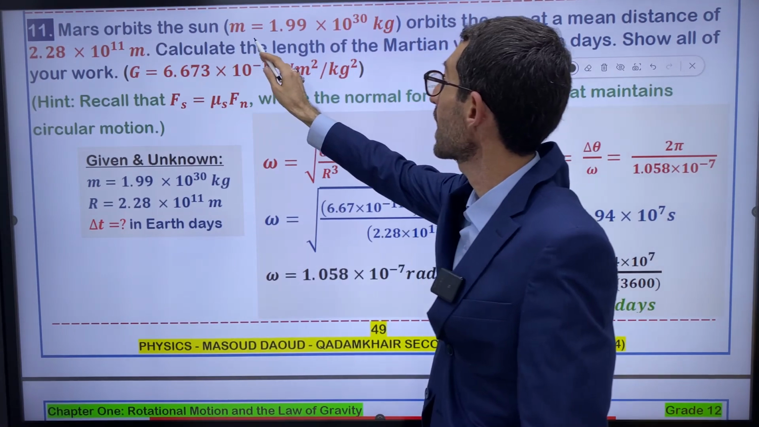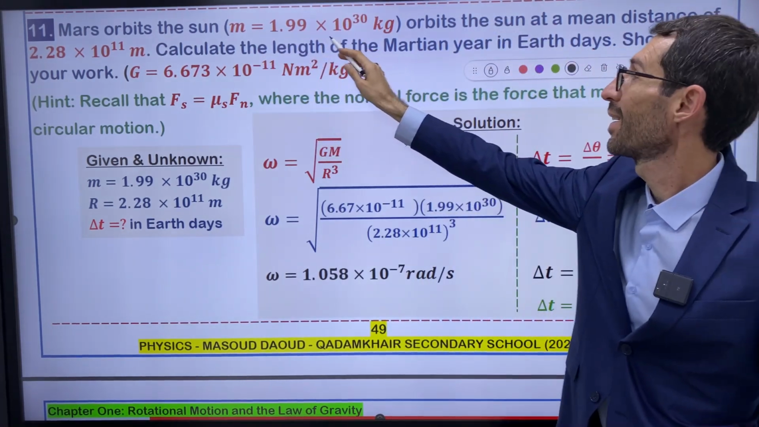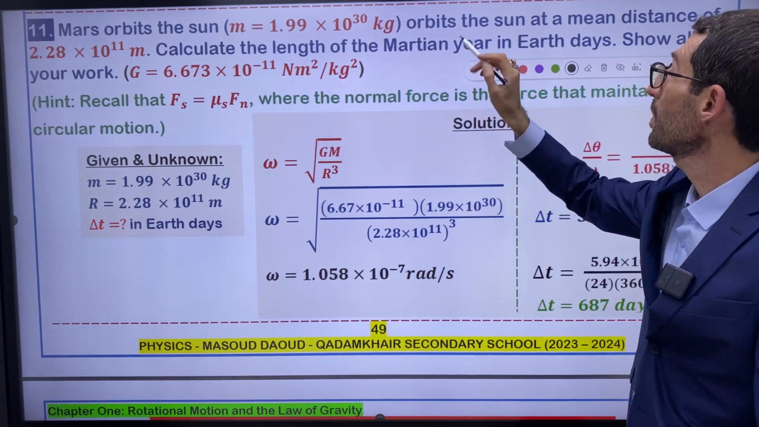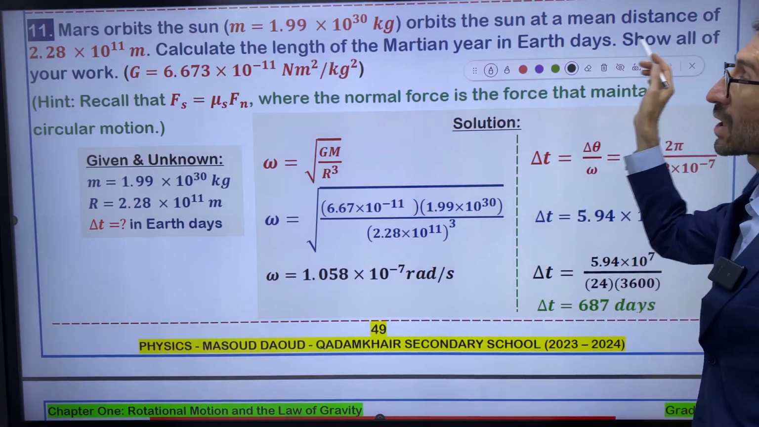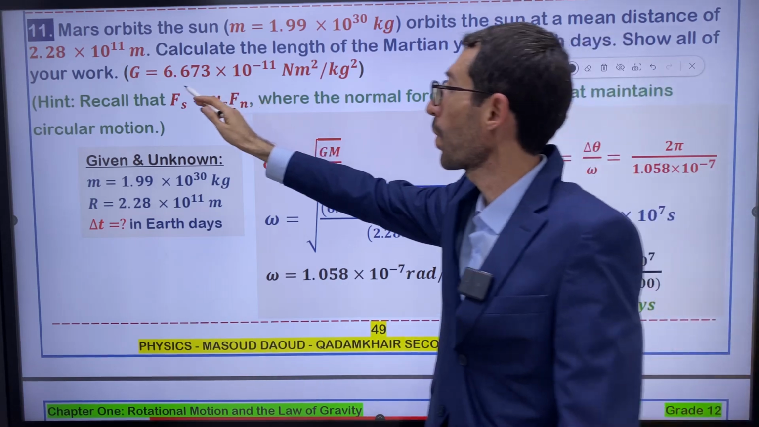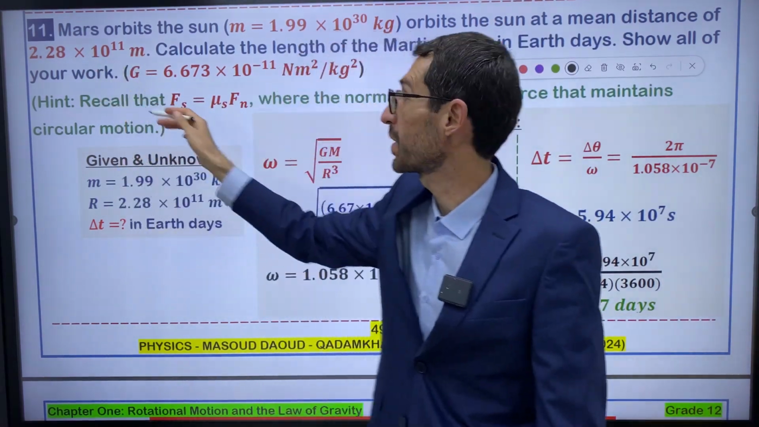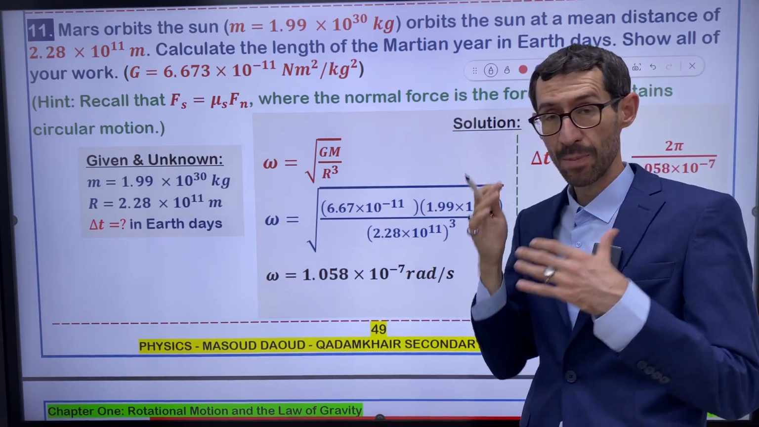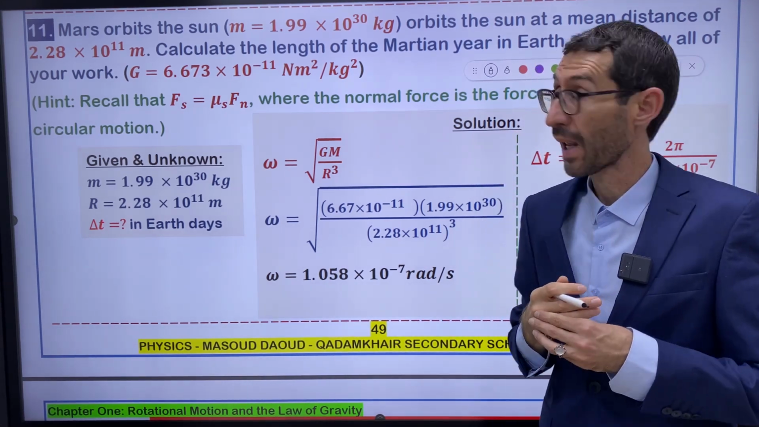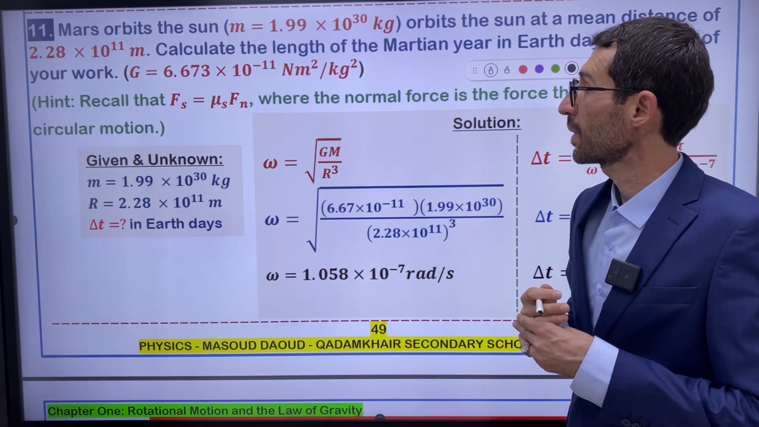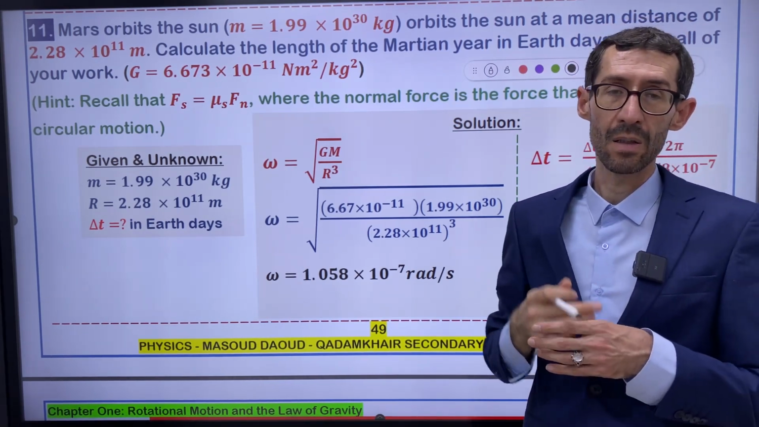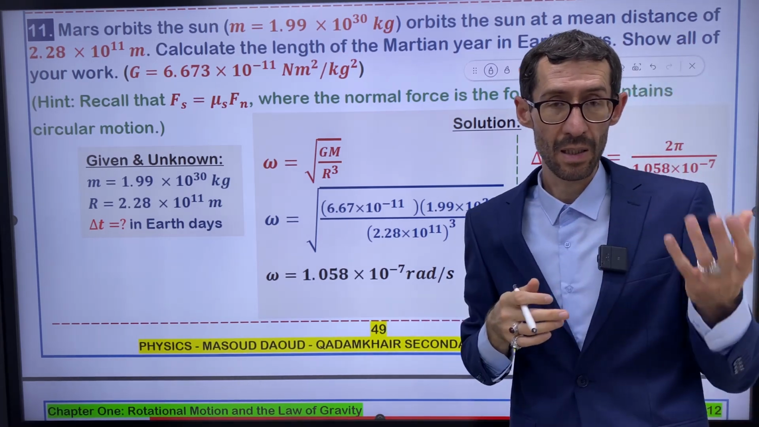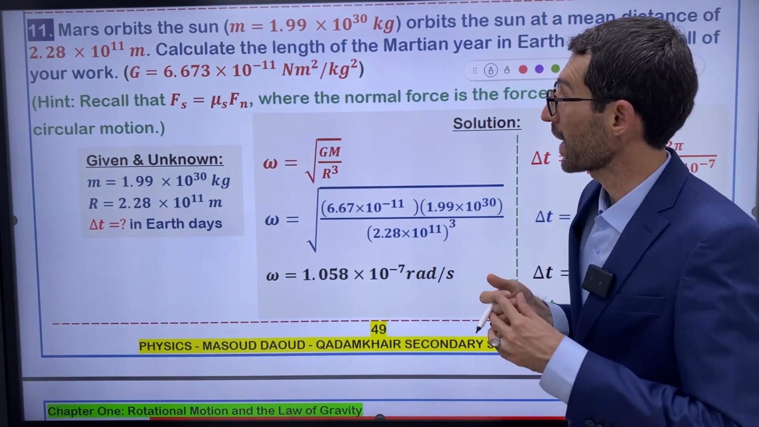Mars orbits the sun, and this is the mass of the sun, 1.99 times 10 to the 30 kilograms, right? At a mean distance of 2.28 times 10 to the 11 meters. Actually, Mars is smaller than our planet. Approximately one year of Mars becomes, let's say, 2 years of our planet.